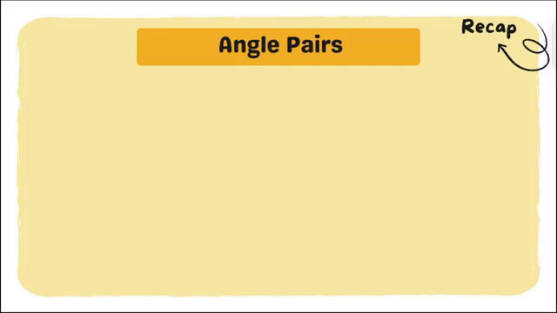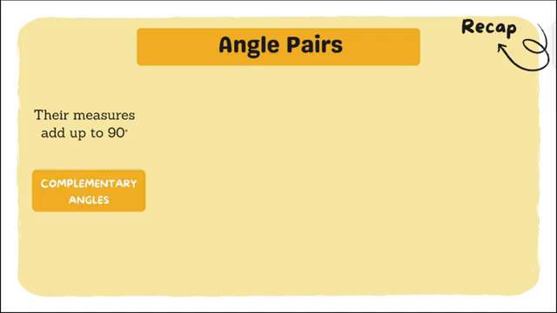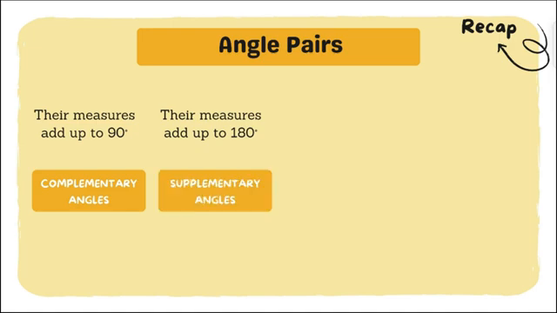Okay, so the first one is angle pairs which measures add up to 90 degrees. Anong angle pair ito, class? Okay, correct. These are the complementary angles. Next one. How about angle pairs that measures add up to 180 degrees? Yes, they are the supplementary angles.